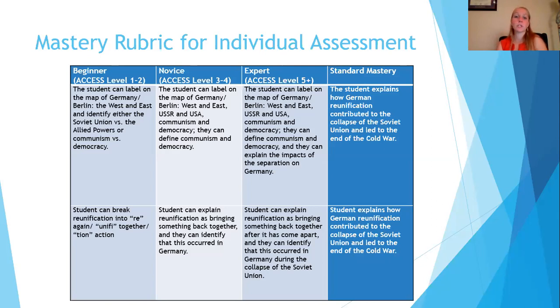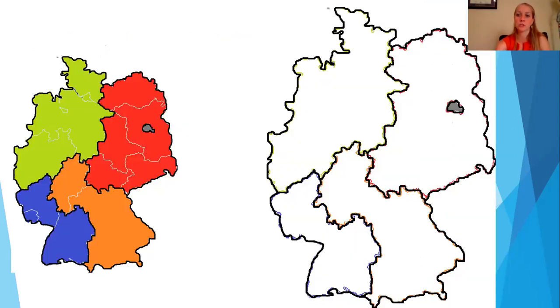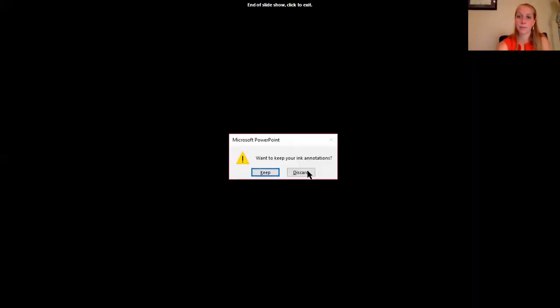For the expert level, they're hitting all of these things. They know the difference between East and West, and they're able to explain the impacts of the separation on Germany. So they're really starting to hit those standards and our academic knowledge there. And for reunification, again, they can define it, and they can identify that this happened in Germany, and specifically that it happened during the collapse of the Soviet Union. So those are just some additional maps that I had created.